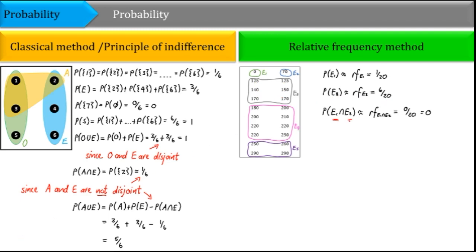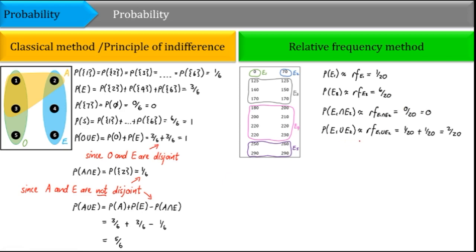Now what about the probability of E1 intersection E2? Well, E1 and E2 are disjoint. They have nothing in common. So that means the probability of this intersection will be approximately the relative frequency of that intersection. So the relative frequency is counting how many outcomes we have in the intersection, and that's 0, and dividing it by the total number of outcomes, which is 20. So that will give us 0.